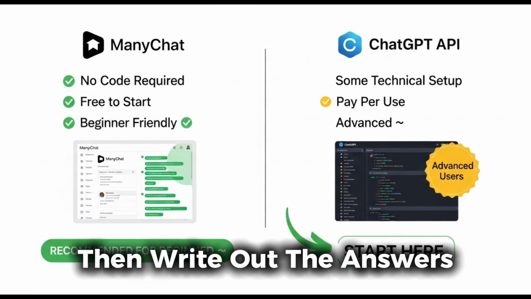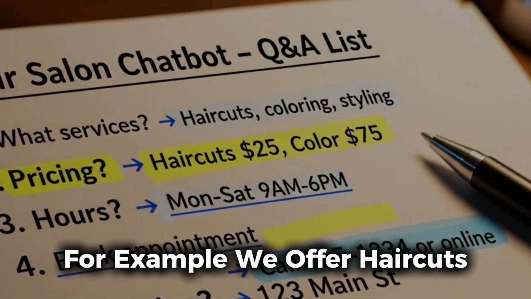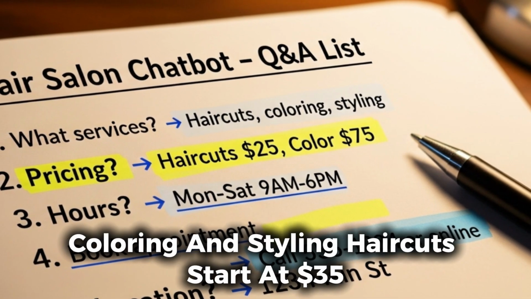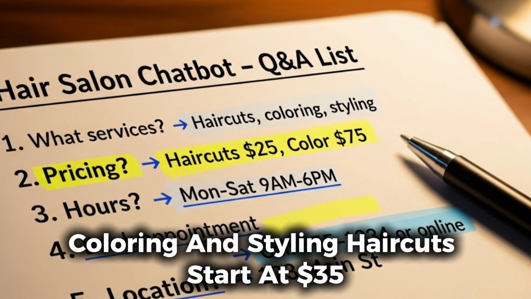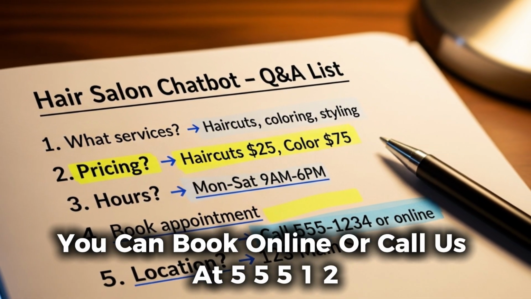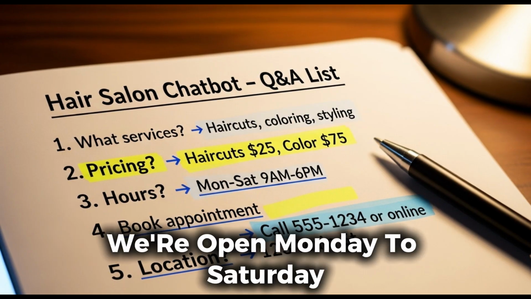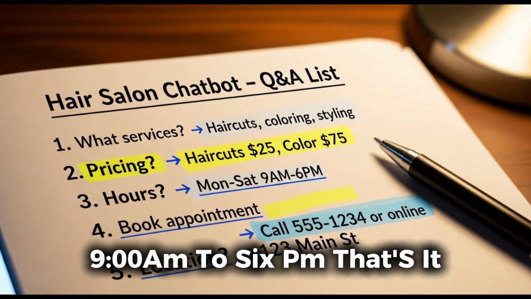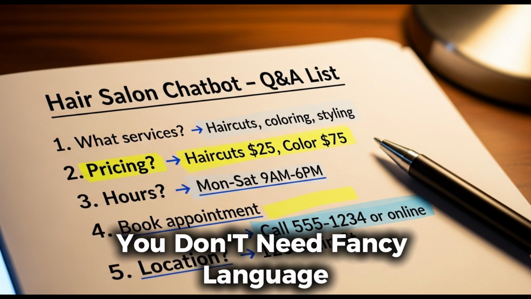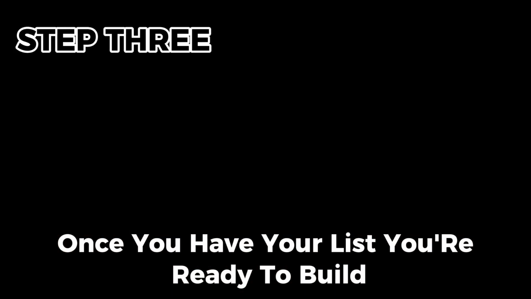Then write out the answers. Keep them short and friendly. For example, we offer haircuts, coloring, and styling. Haircuts start at $35. You can book online or call us at 555-1234. We're open Monday to Saturday, 9 a.m. to 6 p.m. That's it. You don't need fancy language. You just need clear, helpful answers. Once you have your list, you're ready to build.